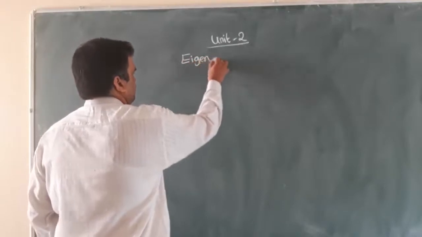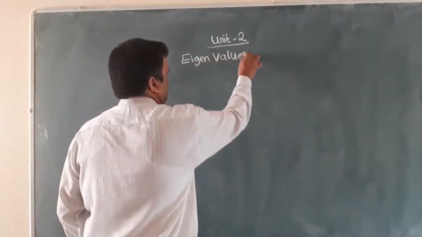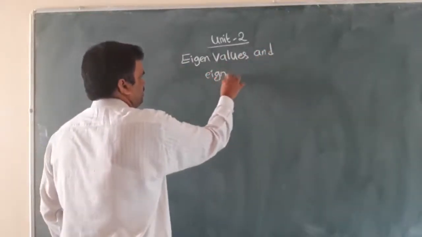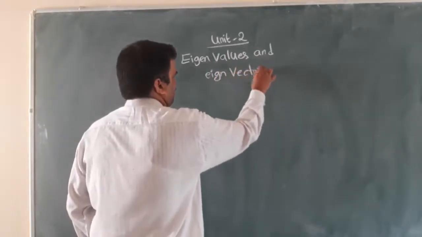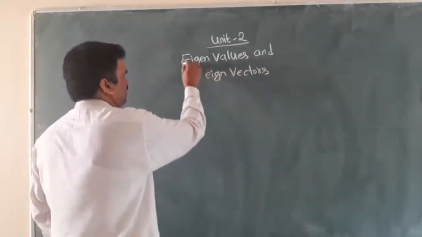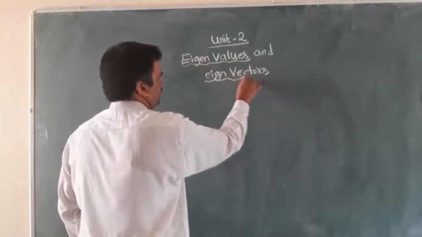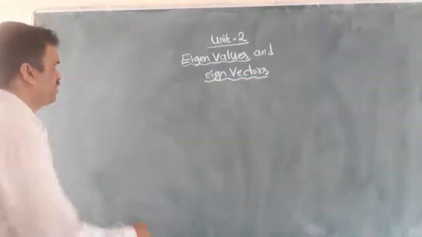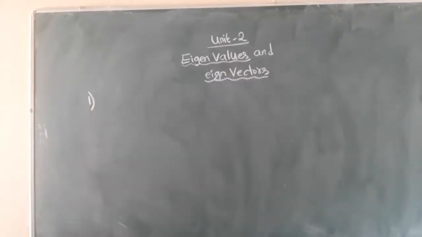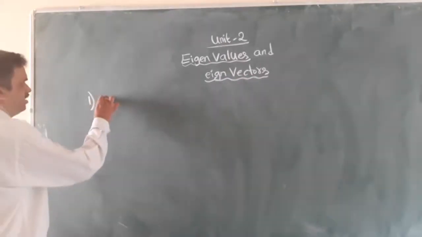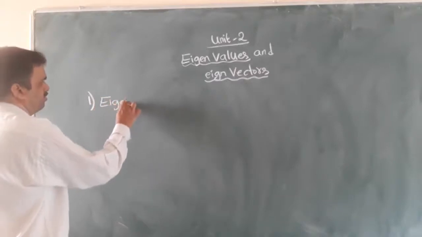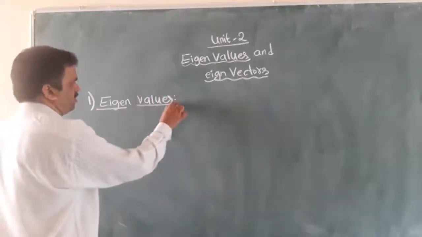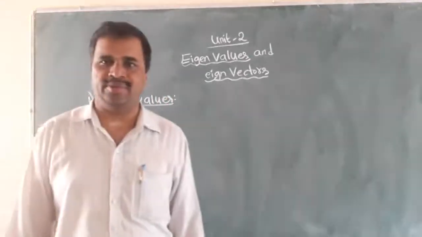Eigenvalues and eigenvectors. Come on, give the name. And now, first definition: eigenvalues. First, write the statement first, then I will explain.